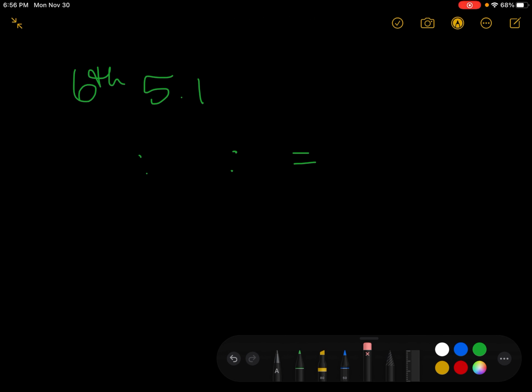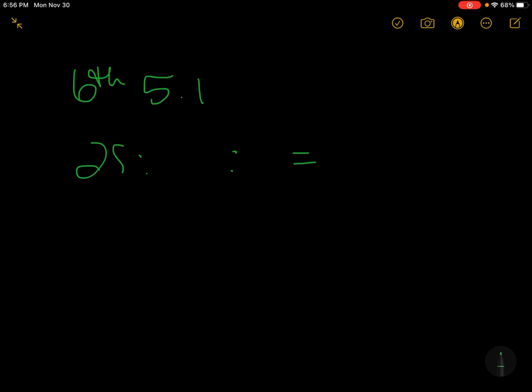Hey there, let's go ahead and look at some harder ratio problems here. We are going to attempt to do a ratio that has three different values that are being compared, or three different groups that are being compared, as opposed to just two.